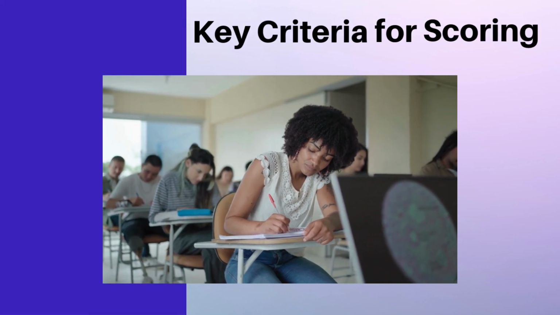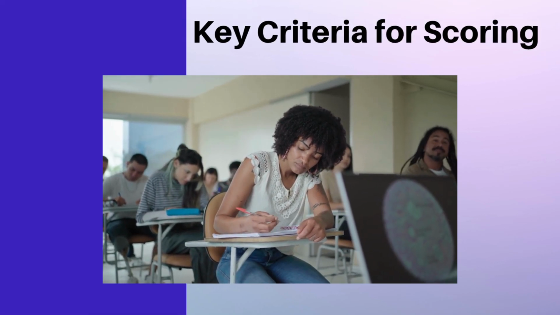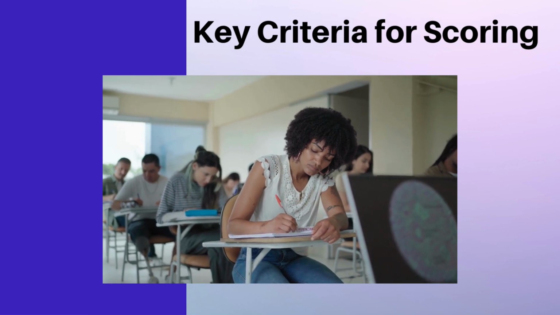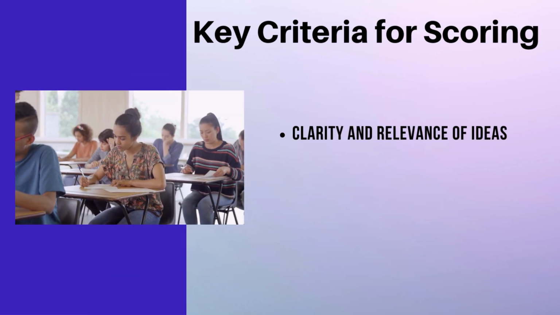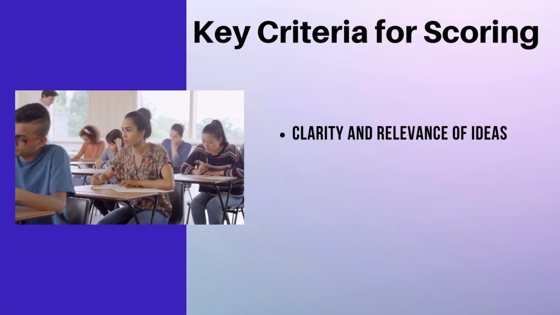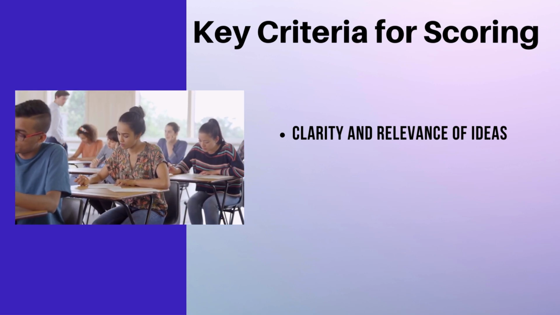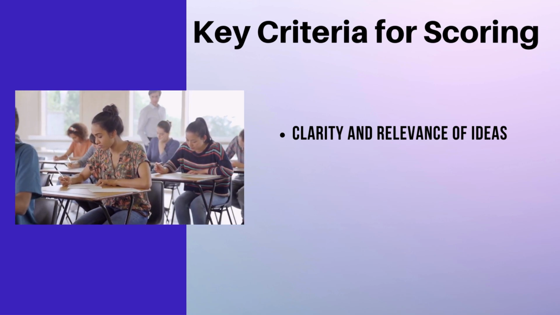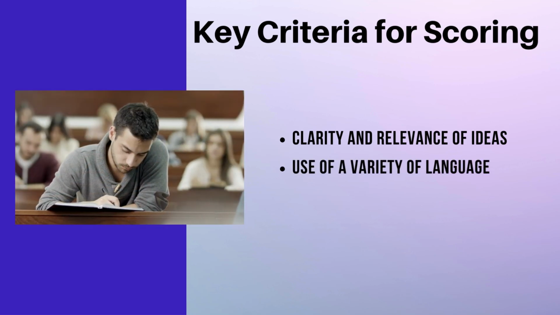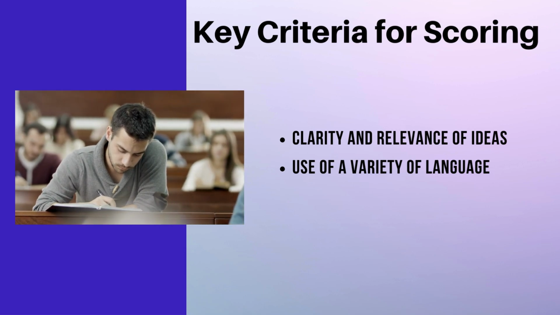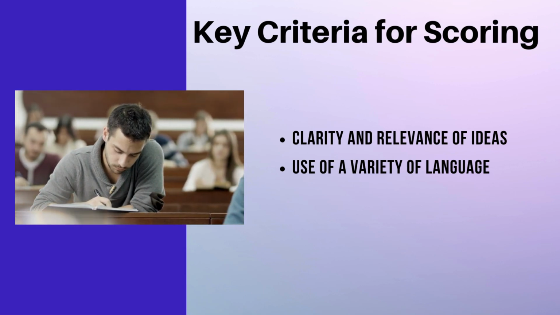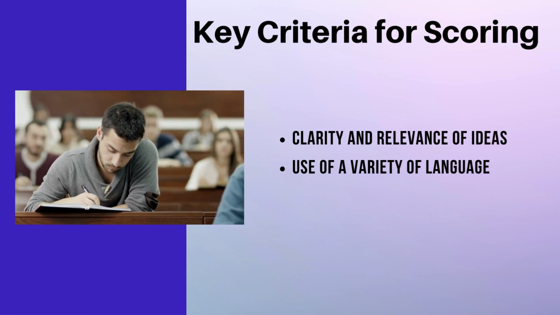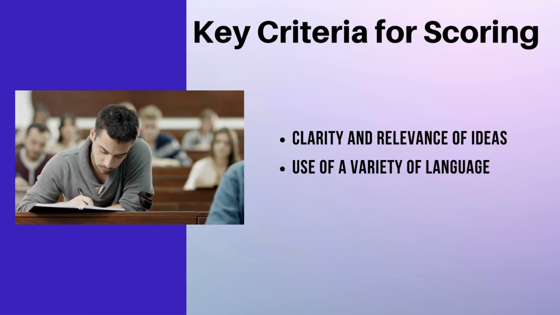Let's take a look at key criteria for scoring. Your response will be graded based on 3 main factors. Clarity and relevance of ideas: your ideas should be clear and directly address the professor's question. Avoid irrelevant points that don't contribute to the discussion. Use of a variety of language: to score well, use a range of sentence structures and vocabulary. It's important to vary your language, but don't overcomplicate it. Keep your sentences natural and easy to follow.